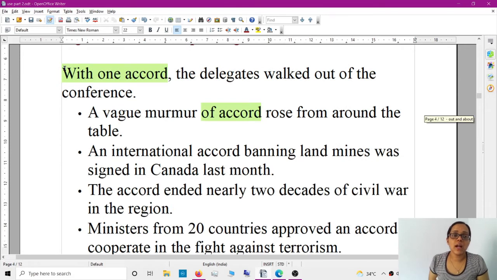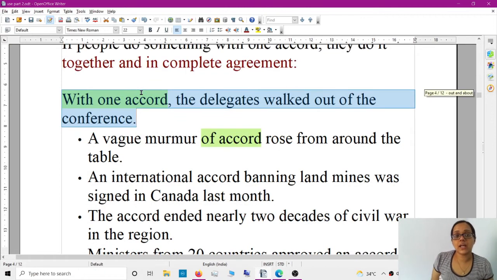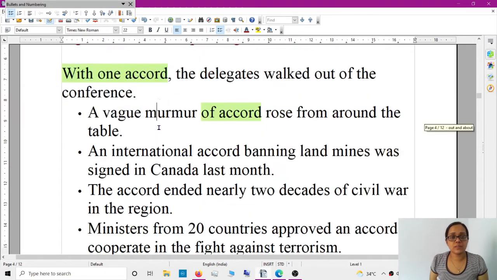With one accord, the delegates walked out of the conference. So they are in complete agreement and they are together. With one accord, the delegates walked out of the conference.